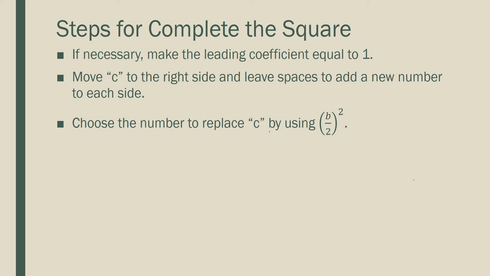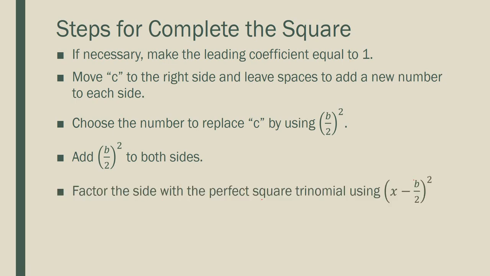Choose the number to replace C by using half of B squared. Remember, that's how we found our 36. Add that to both sides. Now, factor the side with the perfect square trinomial using x minus half of B squared.